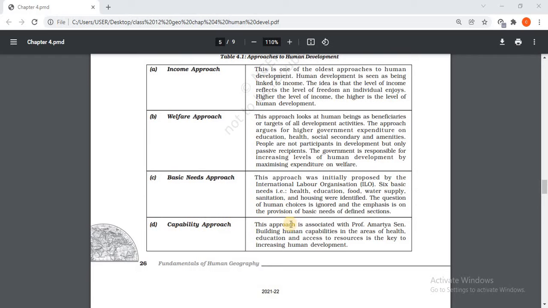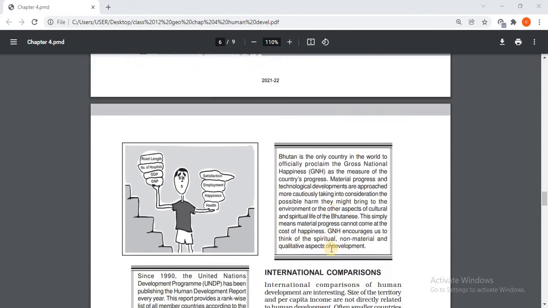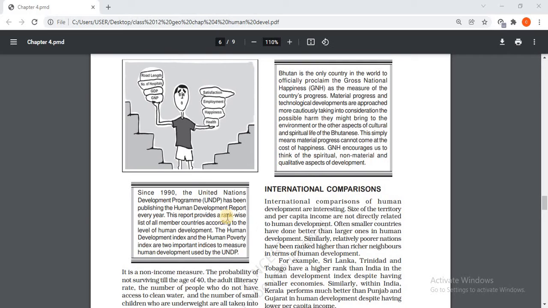D. Capability approach. This approach is associated with Professor Amartya Sen. Building human capabilities in the areas of health, education and access to resources is the key to increasing human development. In this picture they give GNP, GDP, number of hospitals, road length. In this hand, health, happiness, employment, satisfaction.